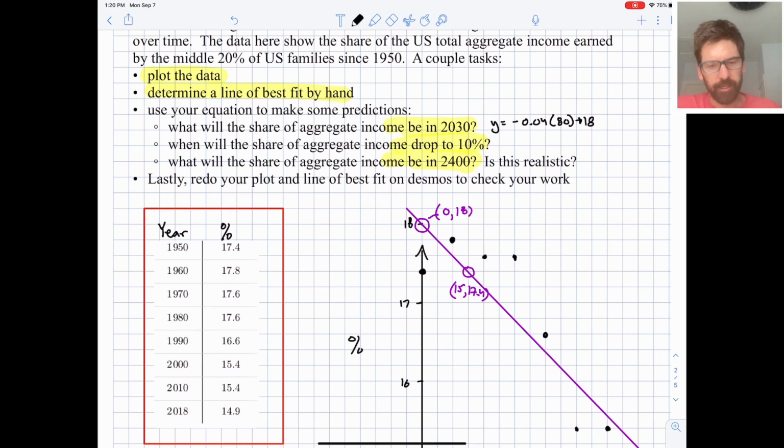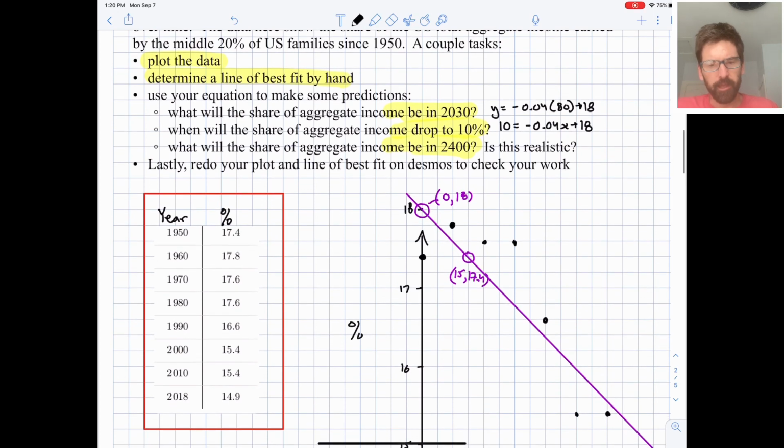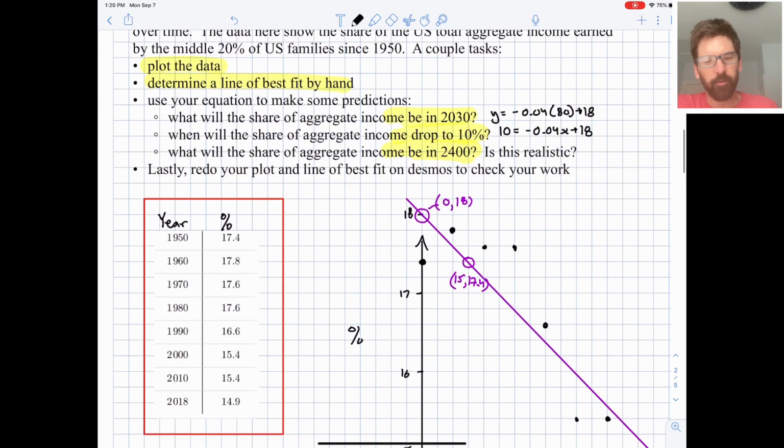When will the share of aggregate income drop to 10%? Well, percent is our y value, so that's 10 equals negative 0.04x plus 18. And we would just solve for x there. Subtract 18 from both sides, divide by negative 0.04. And then what will the share of aggregate income be in 2400? So that is in our new time scale, year 450, 450 years past the year 1950. So we would just use y equals negative 0.04 times 450 plus 18.